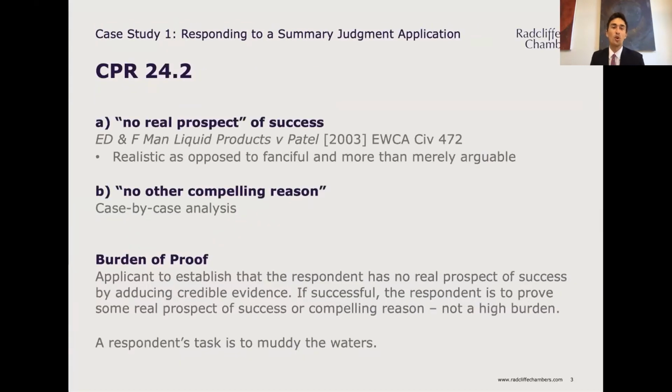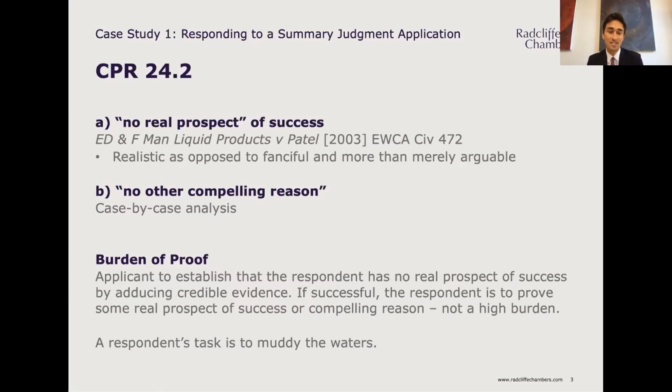So first of all, what is it? Again, hopefully this is something that you are all at least a little bit familiar with, but just by way of refresher, the applicable framework for summary judgment applications is found in Rule 24 of the CPR, and particularly Rule 24.2. There are two criteria which need to be satisfied in order for a summary judgment to be granted. And these are cumulative requirements. It's important to remember that both of them need to be satisfied.